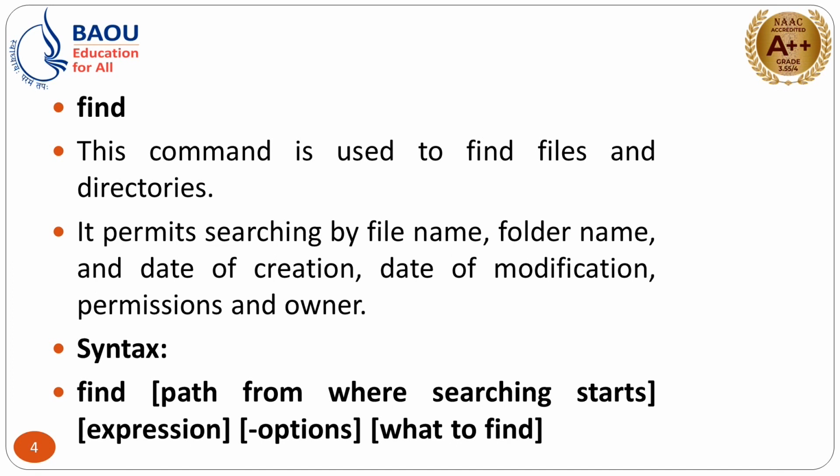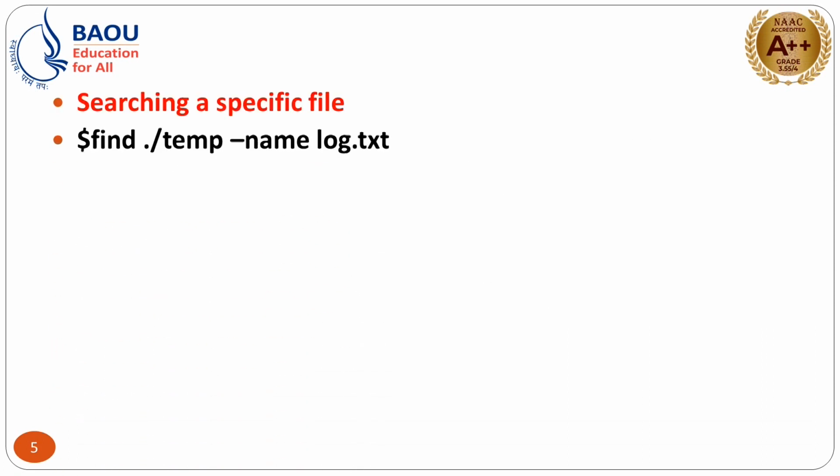So all these criteria you want to define, in that case you can define in the option. And then after what to find, so basically the file name that you have to provide here in this case, right. So we will move one by one with some examples. So here you can see on the screen find command, then after dot slash and then after temp. That means you want to search in this directory and the directory name is temp directory.